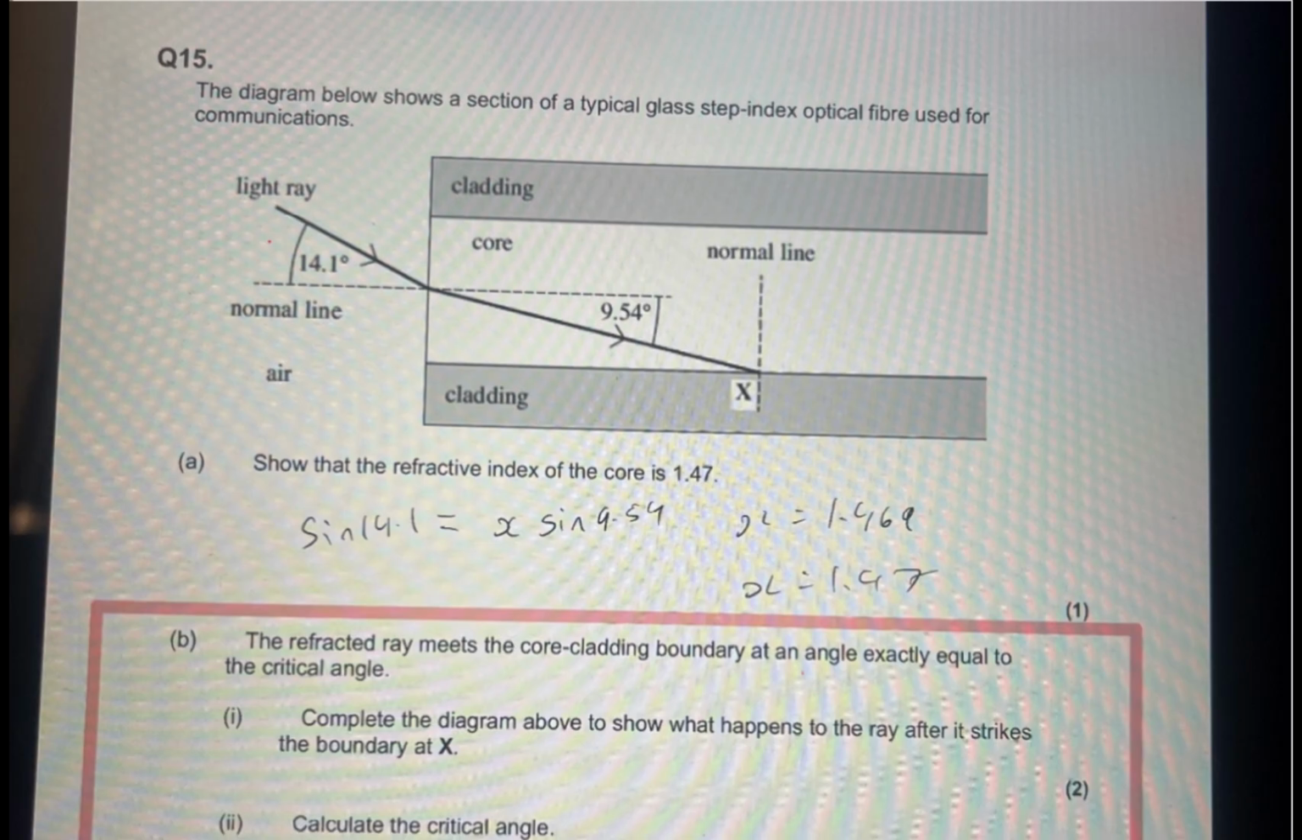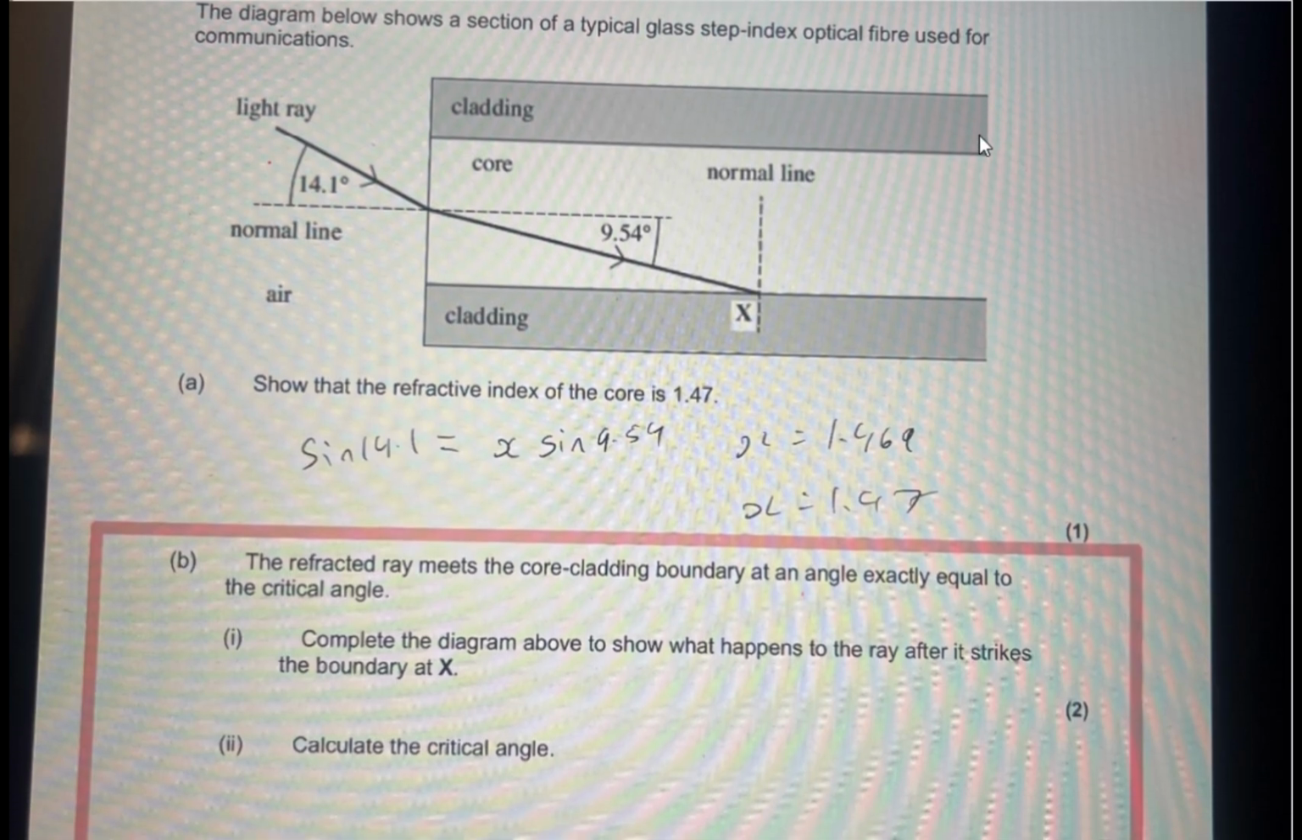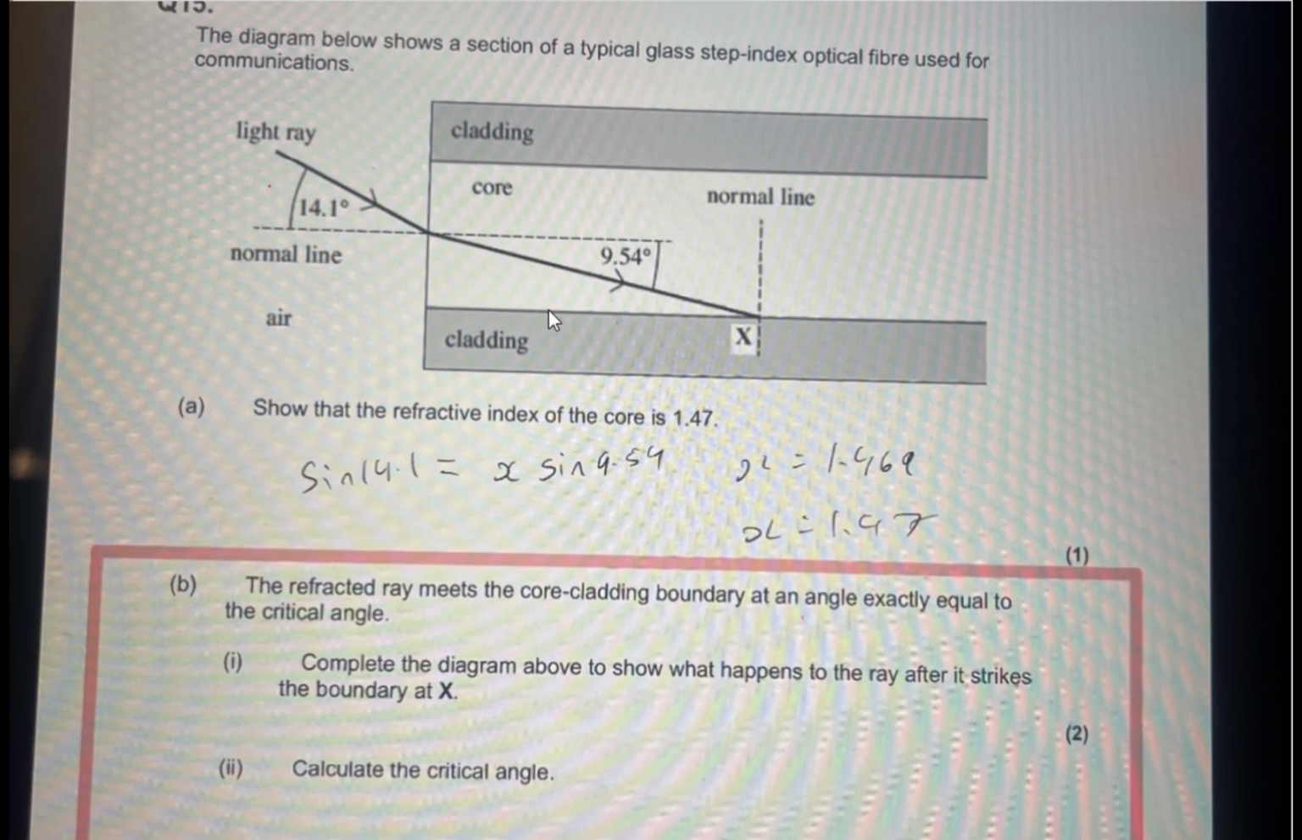Hello, Zed. Thanks for the question. This one's about refraction, refractive index, maybe TIR. The diagram below shows a section of a typical glass step index optical fiber used for communications. First, show that the refractive index of the core is 1.47.